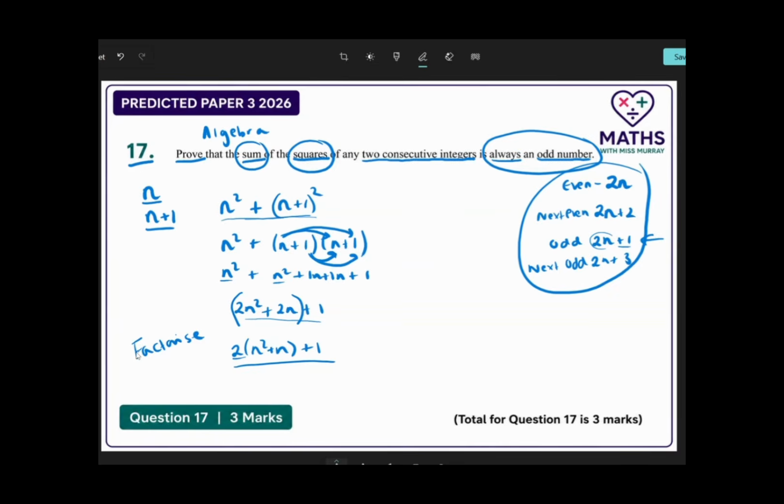There's lots of different types of these questions. You can find them online, and Maths Genie is quite good. It's got lots of proof questions, and Corbett Maths. If you practice those, it's always similar ones that come up. So that is 3 marks for question 17.